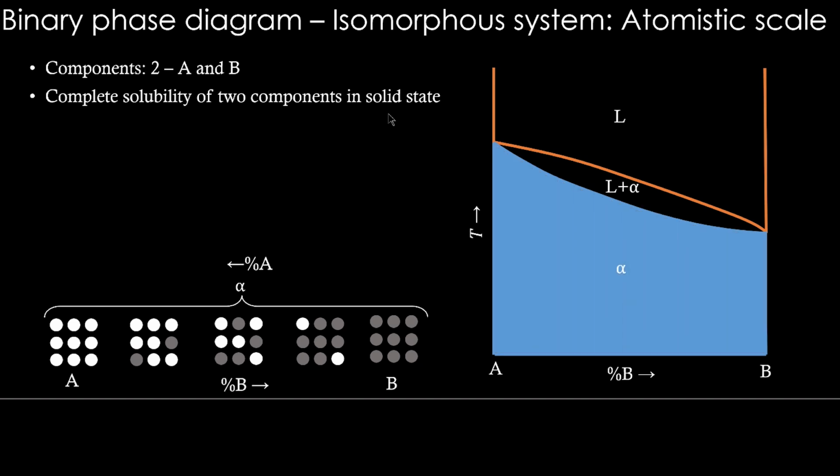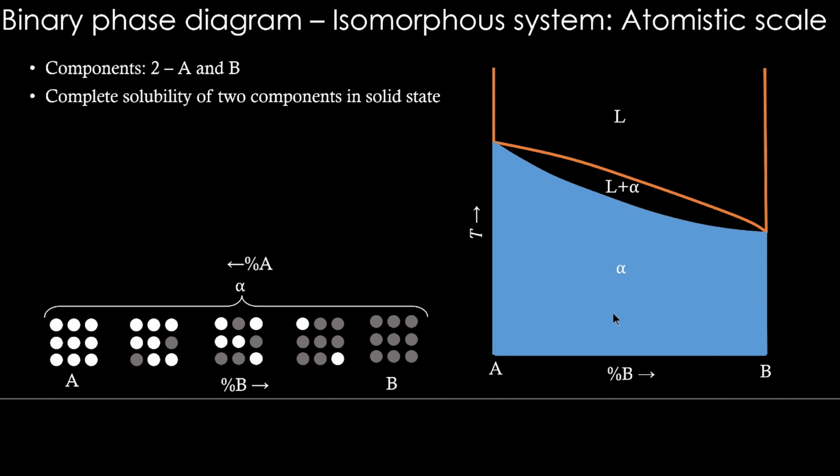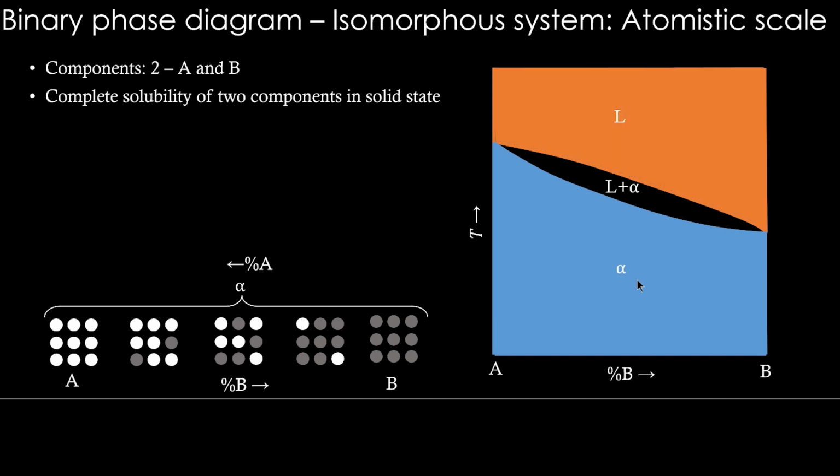So you can go from pure A to pure B, it's single phase alpha stable, or you can start from pure B to pure A, it is single phase alpha stable, or you can even start with pure A and B, join them, let them diffuse into each other, and it can also form single phase alpha, right? So this is how complete solid solubility works. And at high temperature it is complete solubility in the liquid state, which is the case with most of the systems.